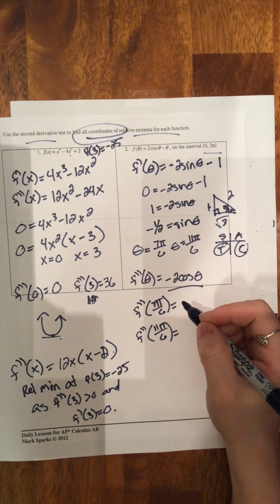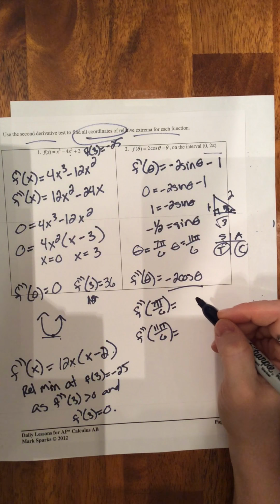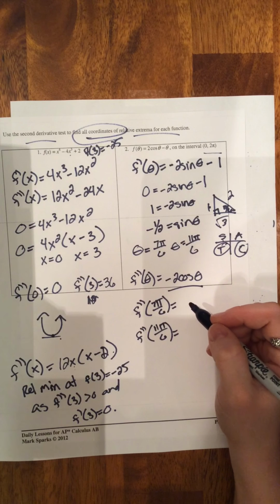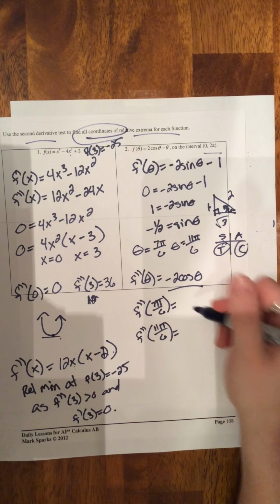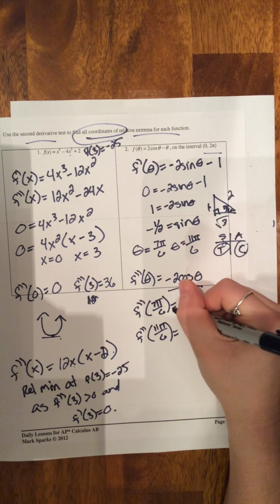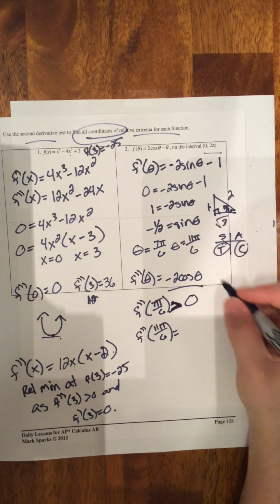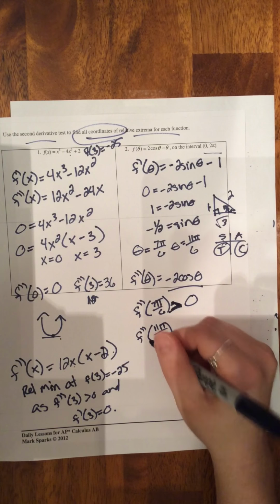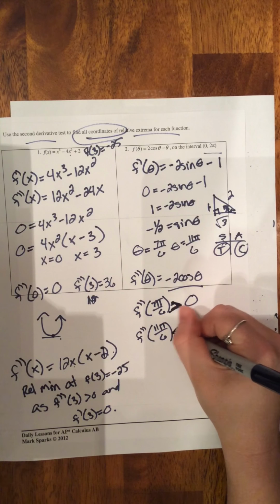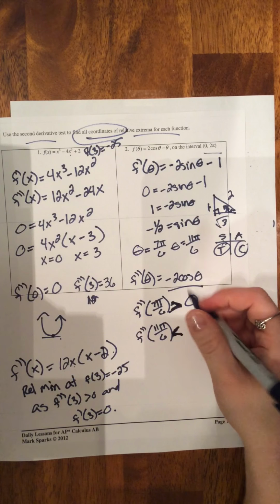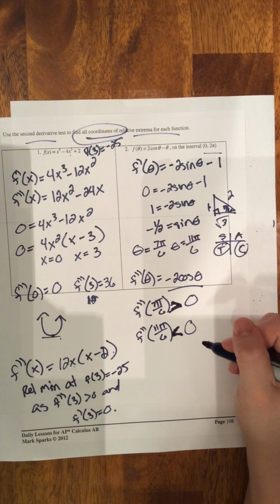So f double prime of 7 pi over 6. If I find this, I would get negative 2 cosine 7 pi over 6. And once you find this value, you should get that this one is going to be positive. I'm kind of skipping ahead because I'm super tired. F double prime of 11 pi over 6. When you find that, you get this as negative. It's a negative square root of 3.